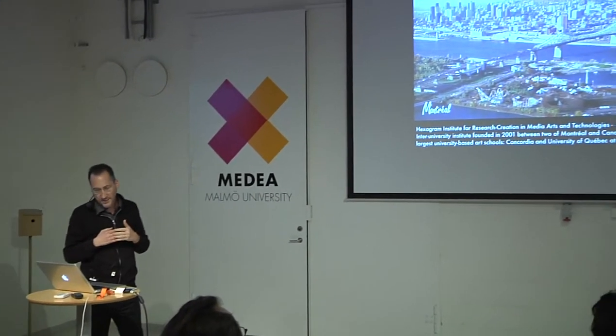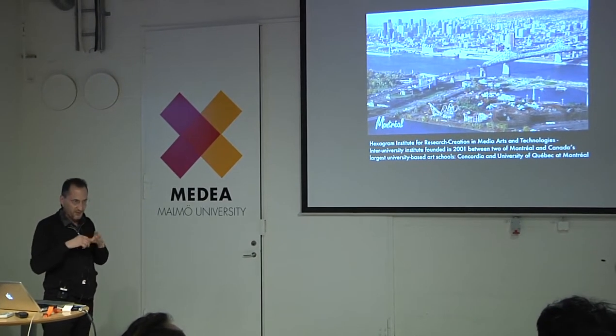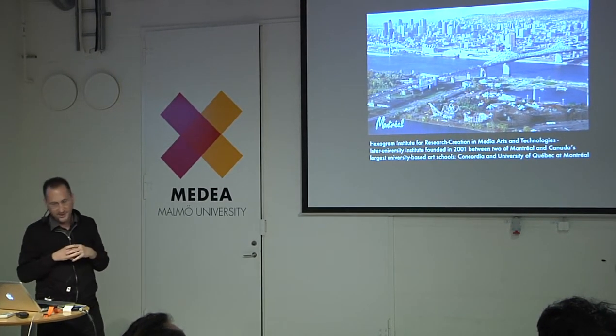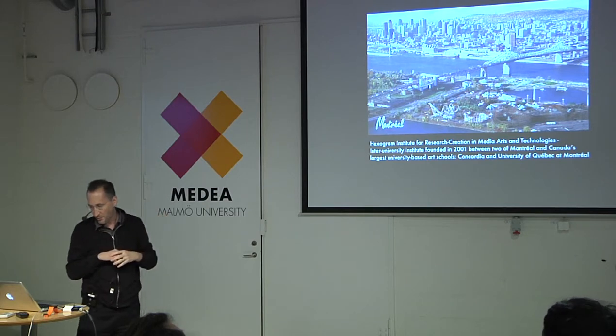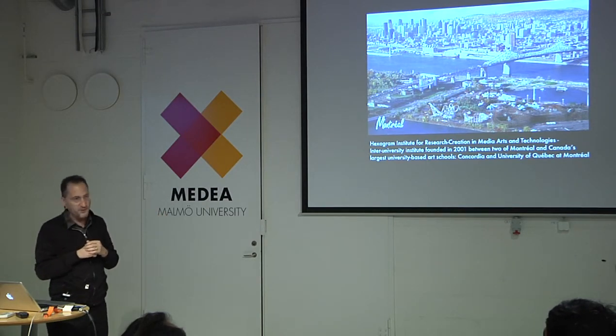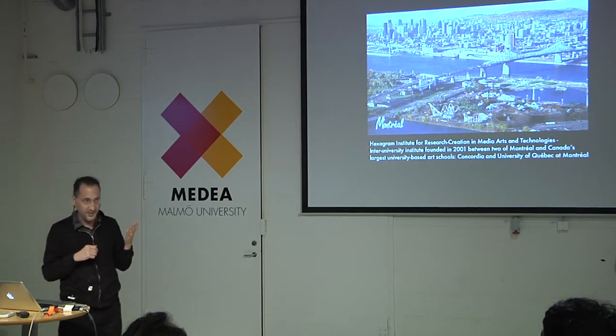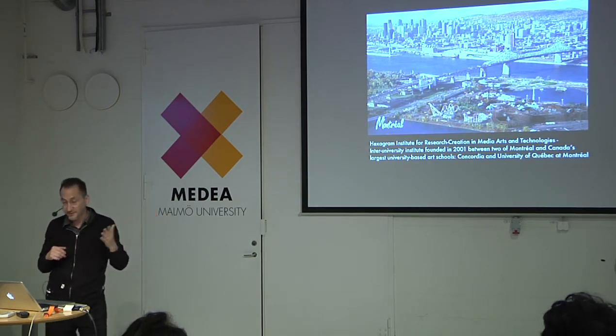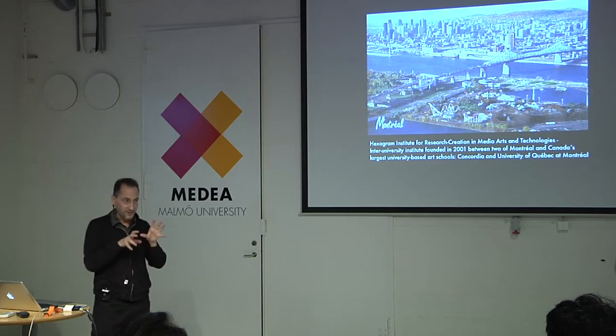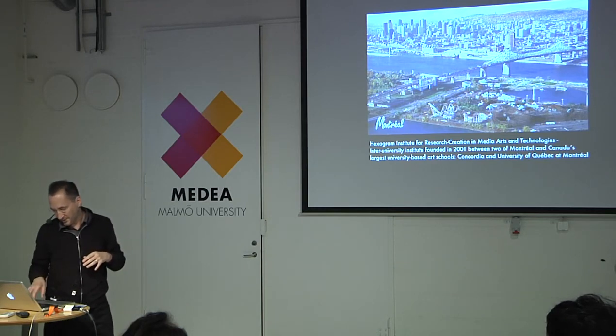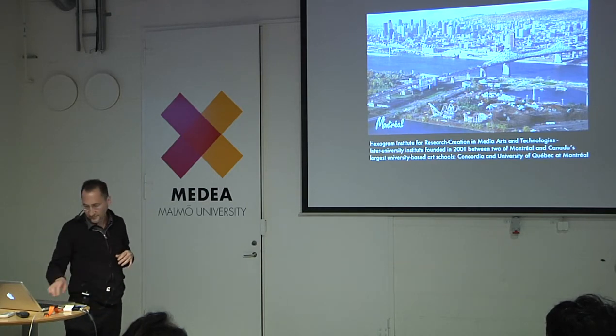Okay, so there's beautiful Montreal. It's a very funny slide. Hexagram was founded in 2001 between two universities. This was also part of the Quebec government's interest in linking the French and the English-speaking worlds together. And two of those universities had the largest university-based art schools in Canada: Concordia, which has a student body of 3,000 in the fine arts alone, and 150 faculty members, and the University of Quebec at Montreal, UQAM.